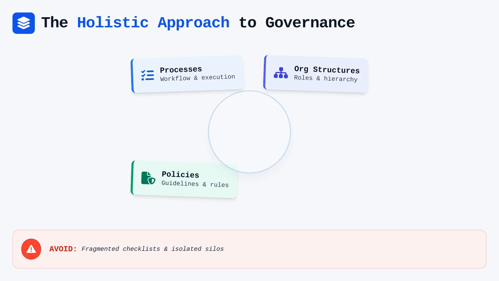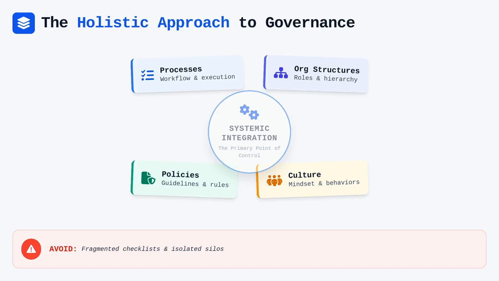Managing these components in isolation often leads to friction, where, for instance, a rigid policy might stifle a high-performing team or a new technical structure might lack the necessary cultural support to function properly. Therefore, your design must be systemic, treating the interaction between these elements as the primary point of control. By focusing on how these components integrate, you create a stronger, more resilient architecture that is better equipped to adapt to internal and external stressors.